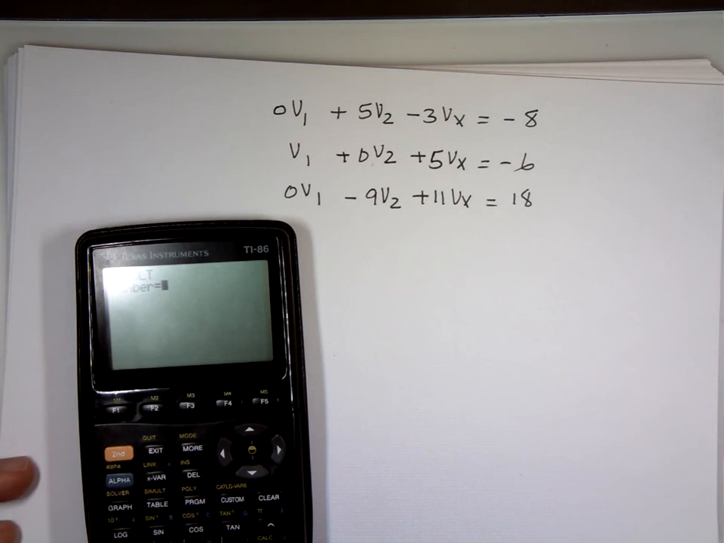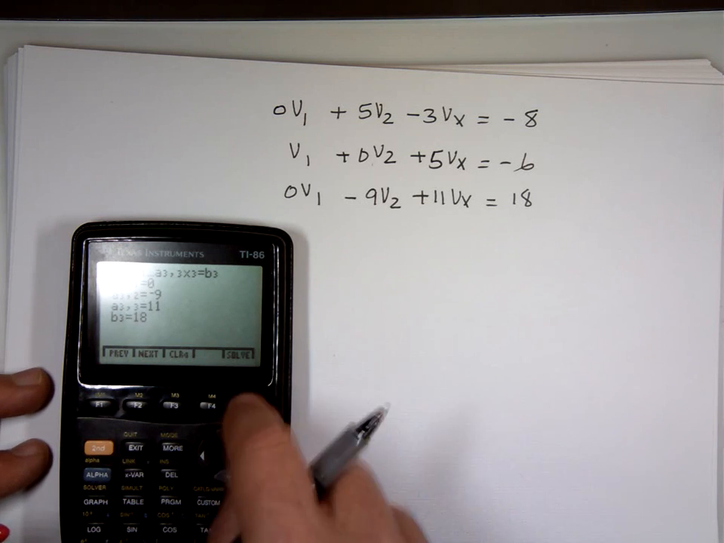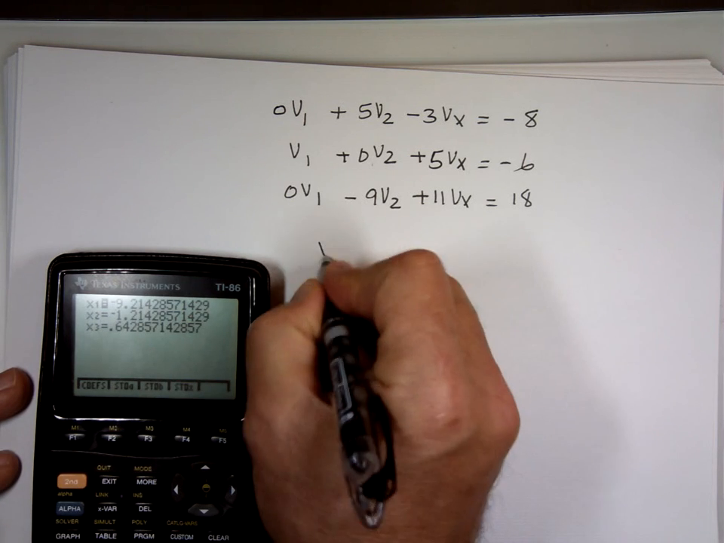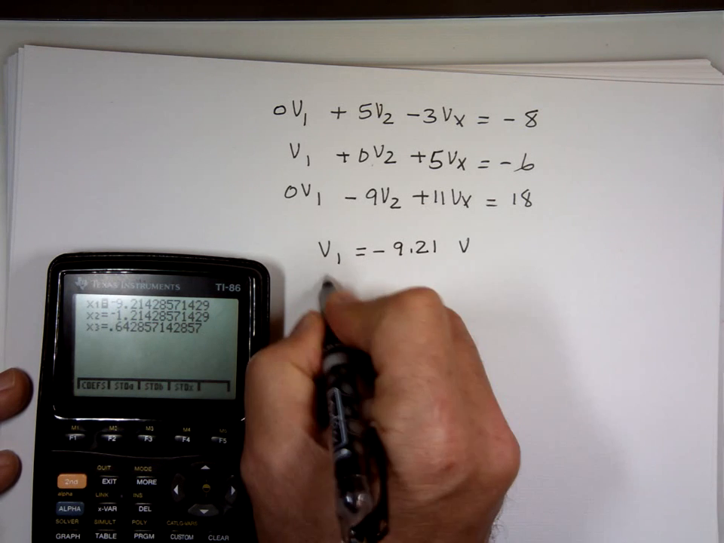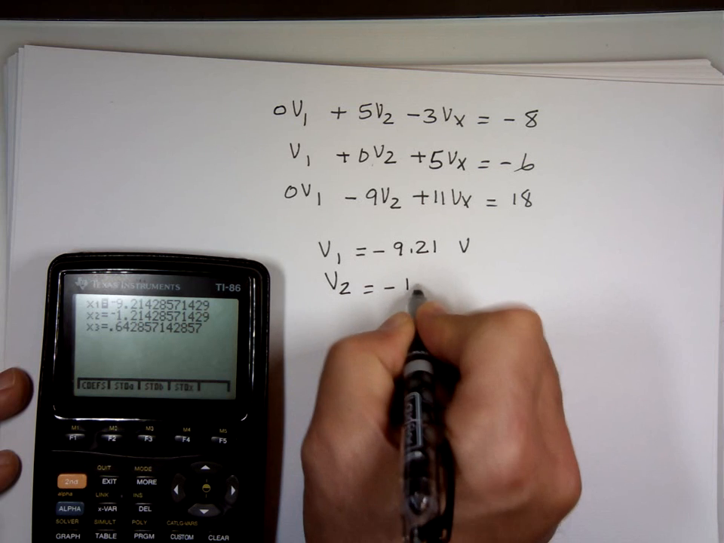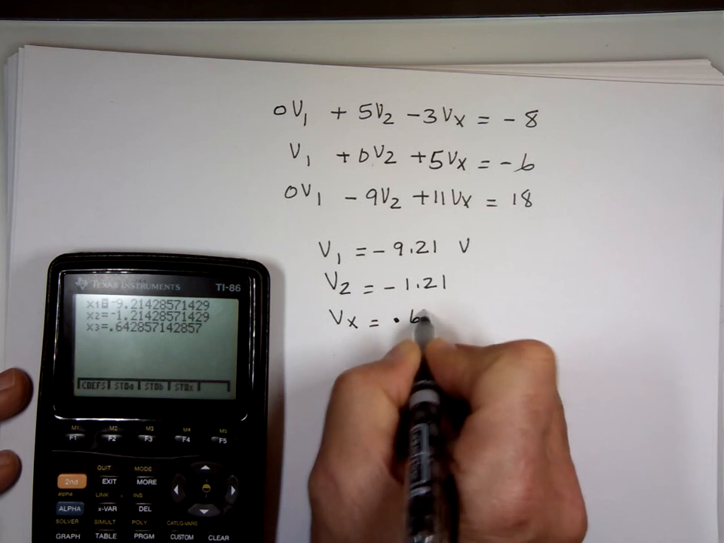Matrix: 0, 5, negative 3, negative 8; 1, 0, 5, negative 6; 0, negative 9, 11, 18. Solve. V1 equals negative 9.21. V2 equals negative 1.21. And Vx equals 0.64 volts. Voila.